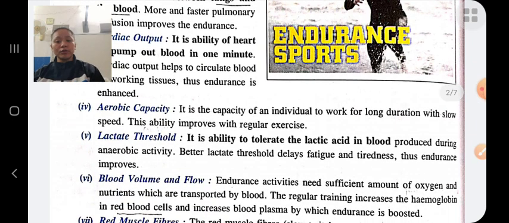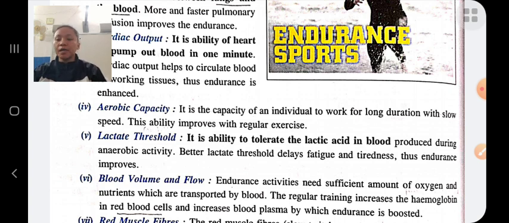Lactic threshold means the ability to tolerate lactic acid. When we do any activity, lactic acid is produced, due to which we feel fatigue. But if our ability to tolerate lactic acid increases, then we are able to delay the fatigue. If we are able to tolerate the lactic acid, it will help to delay the fatigue and tiredness, which results in improving the endurance.